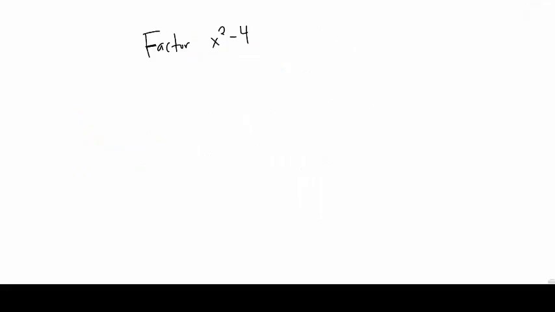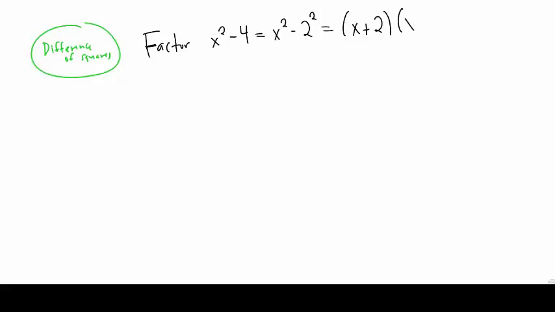Now let's factor a polynomial. Factoring polynomials is very similar to factoring integers. Let's see what we have. X squared minus 4. This is actually a special shape. This is an example of a difference of squares. X squared minus 4, or x squared minus 2 squared. This factors as x plus 2 times x minus 2.